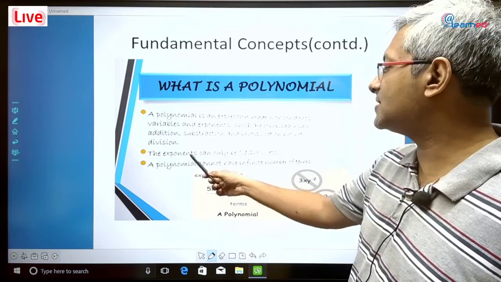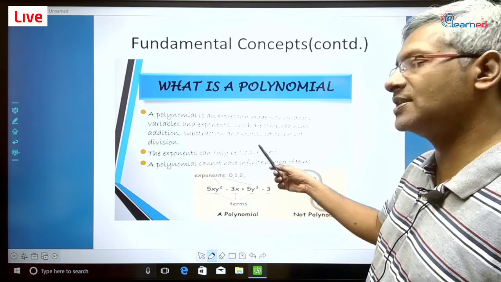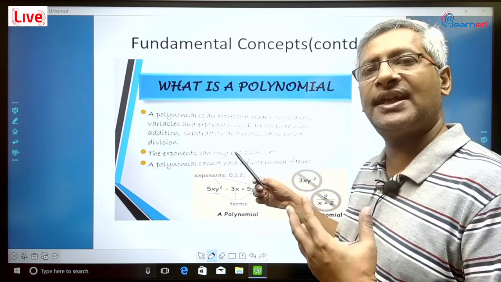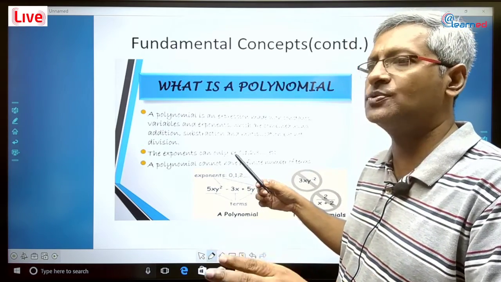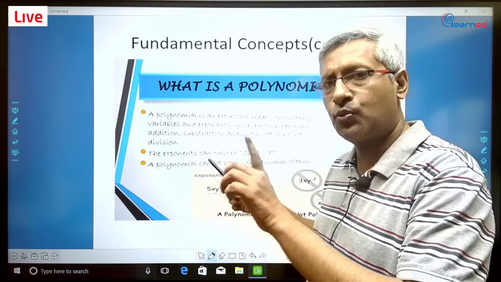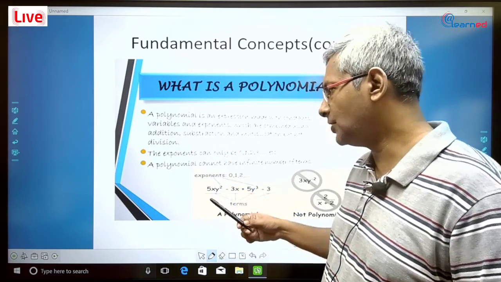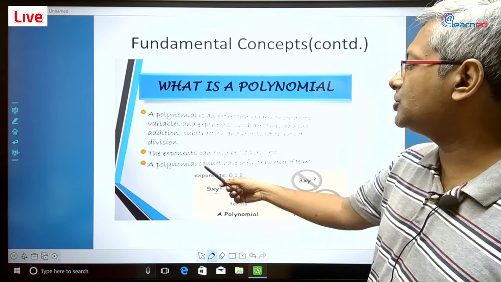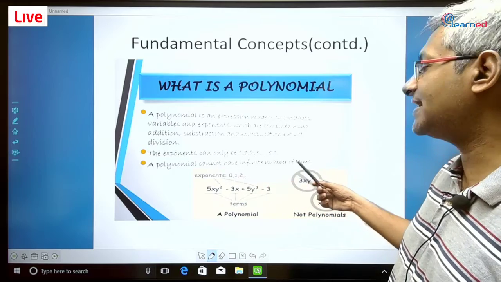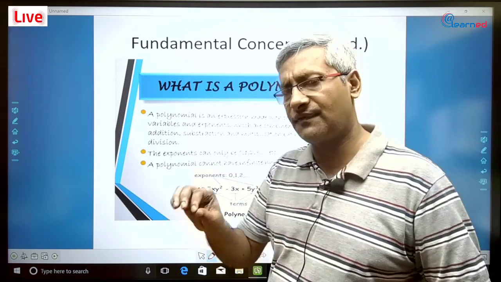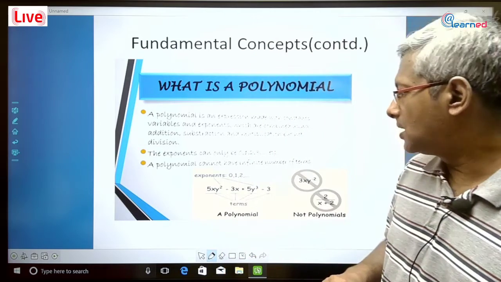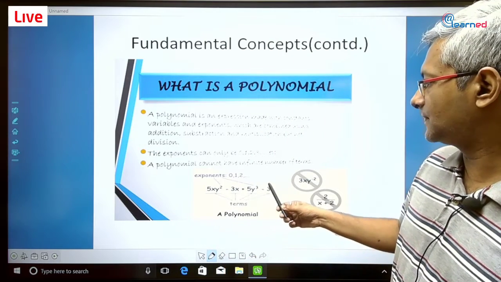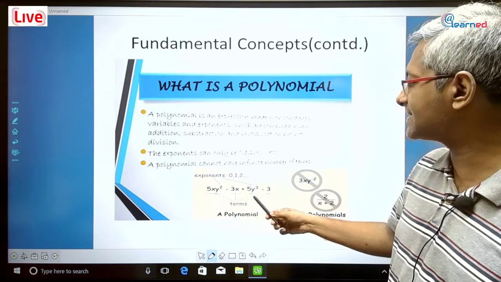The exponents can only be whole numbers: 0, 1, 2, 3. It cannot be a negative integer. You cannot say x to the power minus 1; that won't be a polynomial. A polynomial also cannot have an infinite number of terms. There has to be a finite number of terms in a polynomial. Now, this is an example of a polynomial.